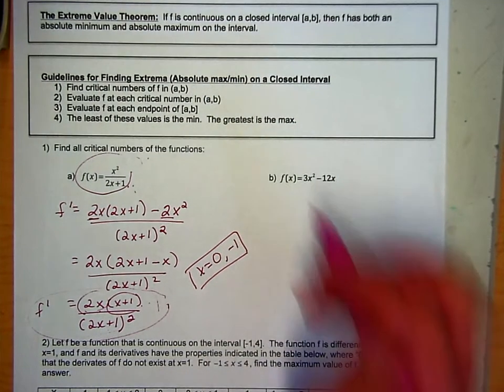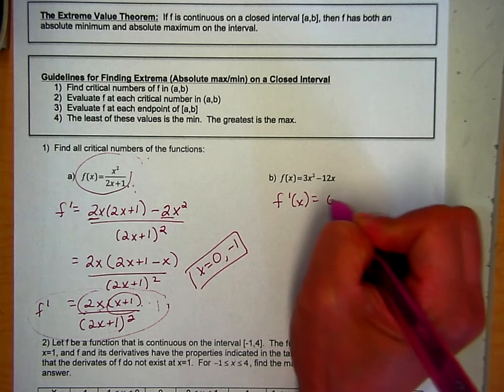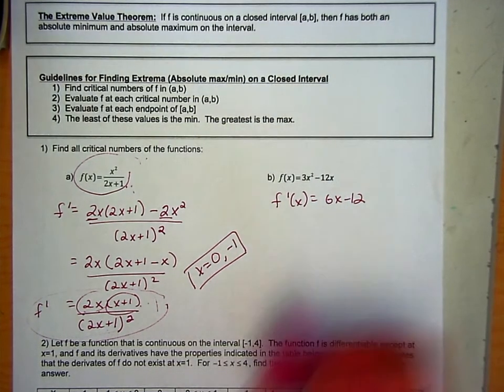Okay. Second one, much simpler. The derivative would be just 6x minus 12. Only critical number would be at x equals 2.